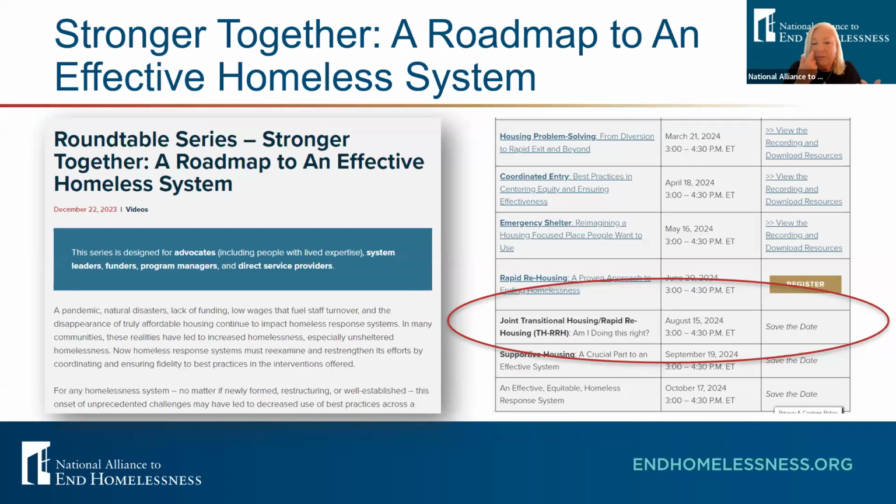This is actually our seventh one, so some of those early ones are not on this slide anymore. We started out with outreach. We've talked about prevention, problem solving and diversion, coordinated entry, and emergency shelter. Our last one was in the month of June, and that one was on rapid rehousing. Because of our conference in July, we did not hold a session. So here we are, and we still have a few more upcoming ones, so keep an eye on that.